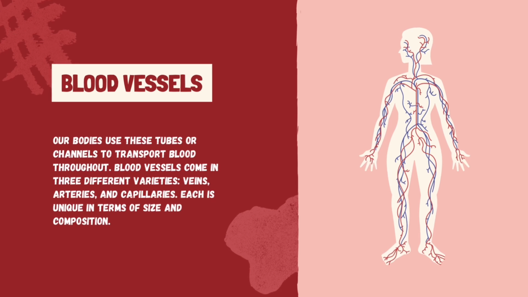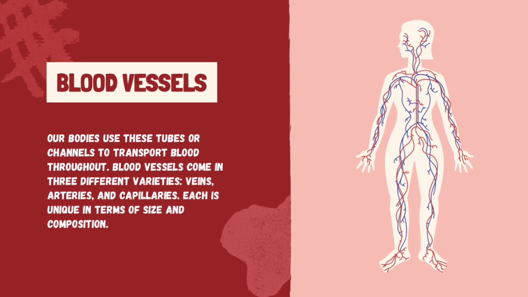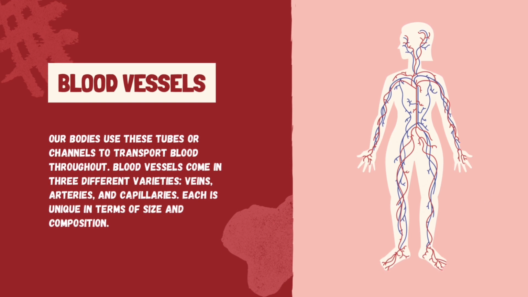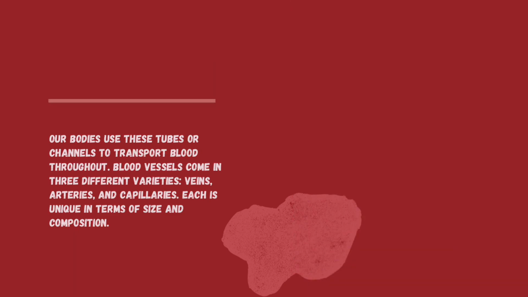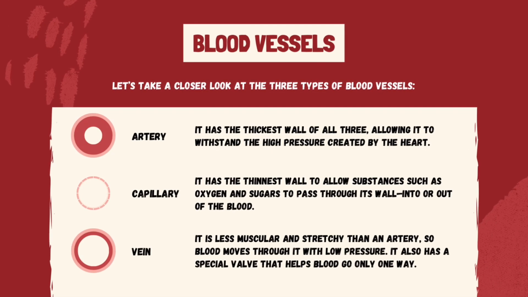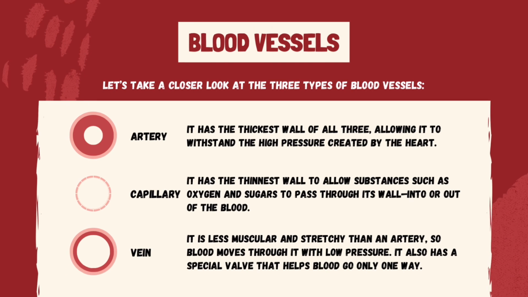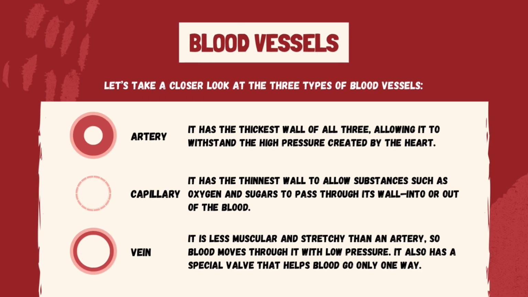Blood vessels. Our bodies use these tubes or channels to transport blood throughout. Blood vessels come in 3 different varieties: veins, arteries, and capillaries. Each is unique in terms of size and composition. Let's take a closer look at the 3 types of blood vessels.